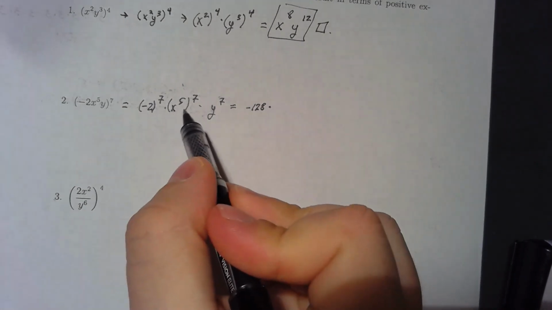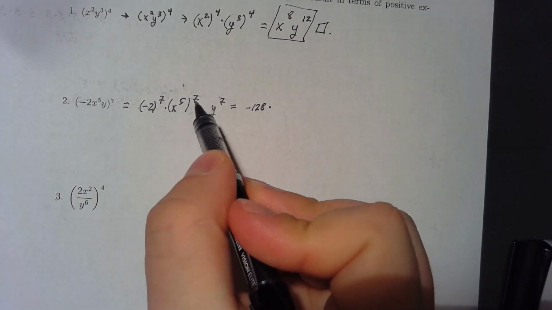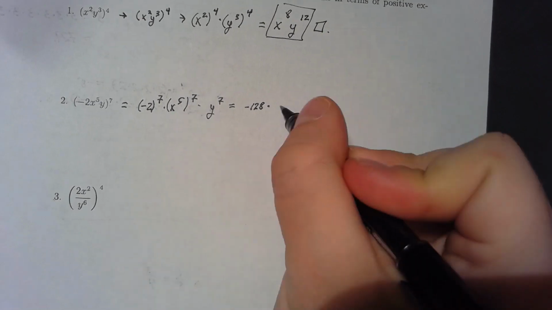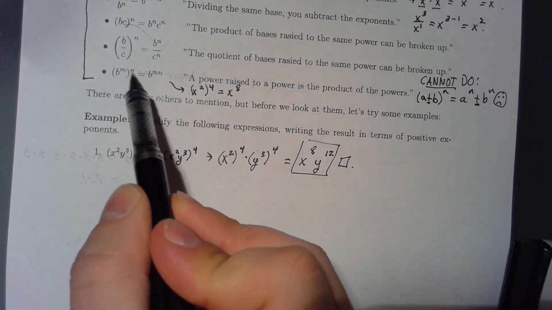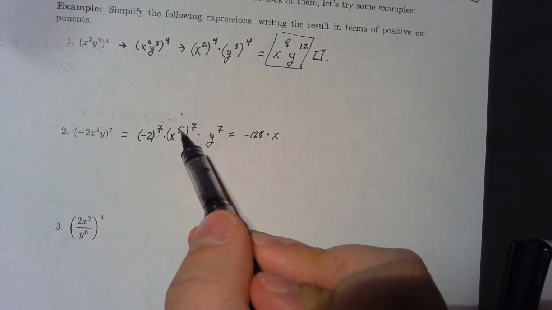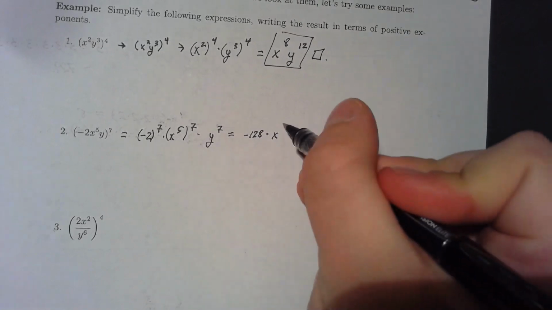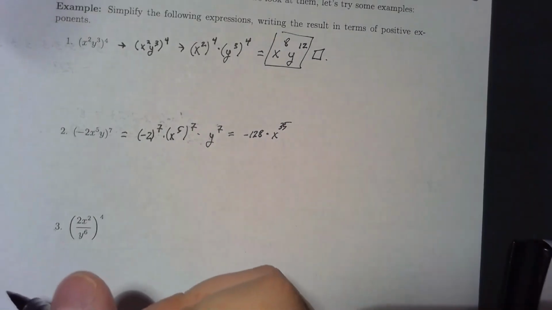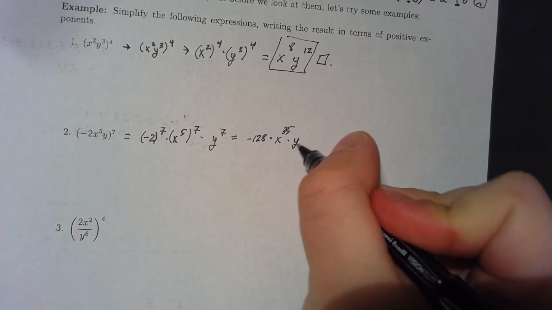Now, what's x to the 5th to the 7th? How do we write this as just x to a single power? What property are we using? We're using this one. It's a power raised to a power. So that's going to be the product of the powers. 7 times 5 is x to the 35th power. And y to the 7th, well, that's already y to the 7th.